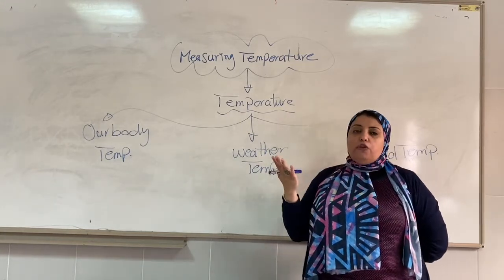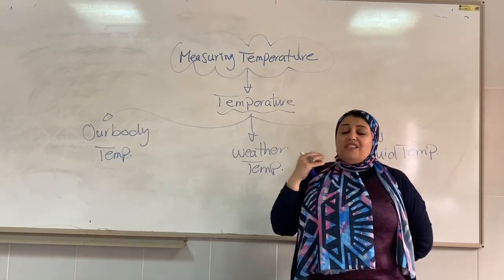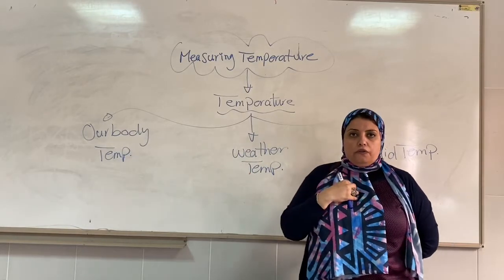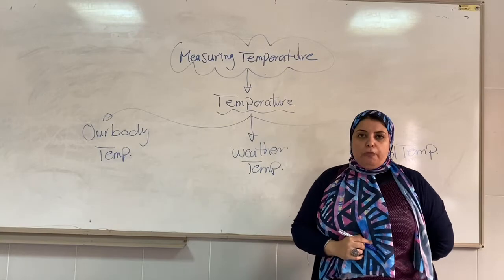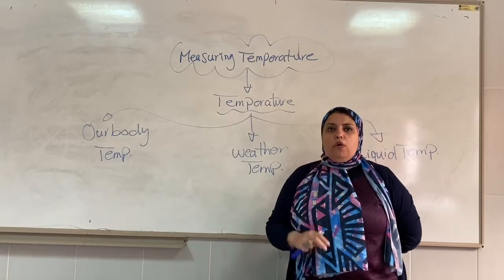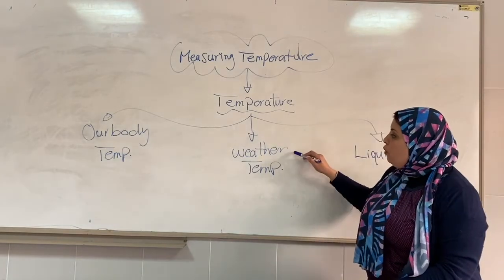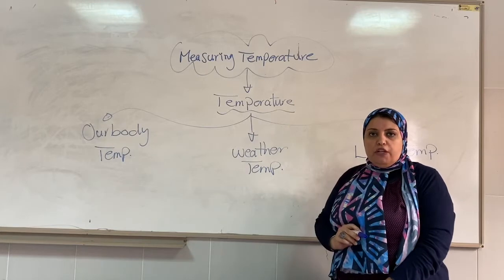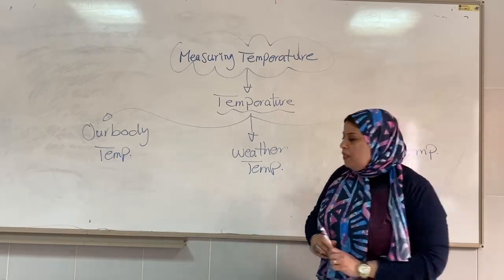Why? Because when I use my hands and put it like this, it just tells me if I'm hot or cold, if I'm feverish or not. But it will never give me a proper measurement of the body temperature. That's number one. The second temperature that we should measure is the weather temperature, which is also very important to be measured. Why? Because this affects our life skills.